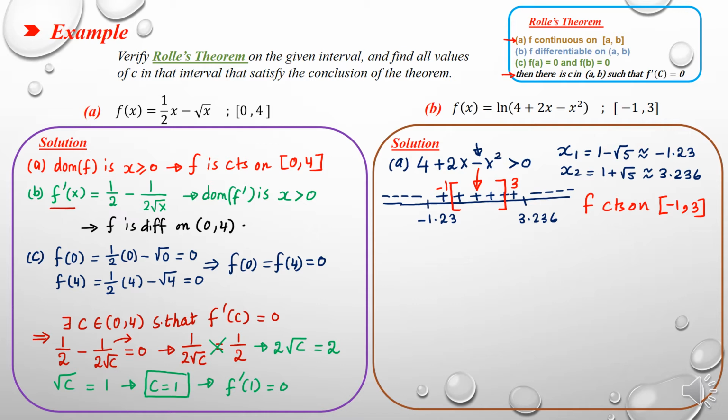Now the second condition: you have to check if f is differentiable on the interval we have. So in part B, you have to find f' first. f'(x) equals, since we have ln, the derivative of the inside function, which is 2 minus 2x, divided by the inside function 4 plus 2x minus x squared.